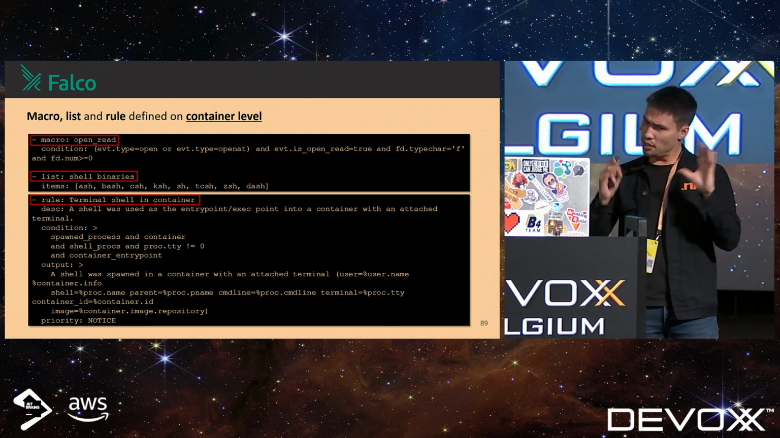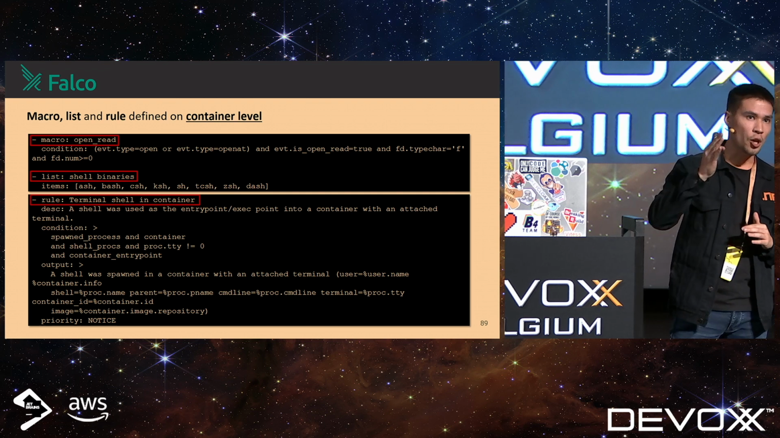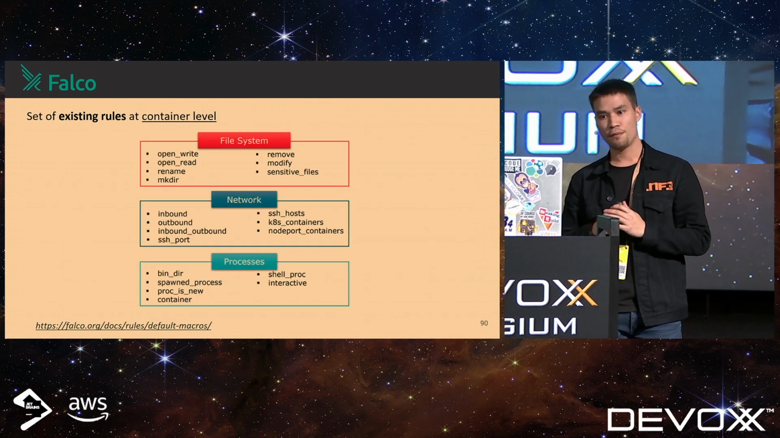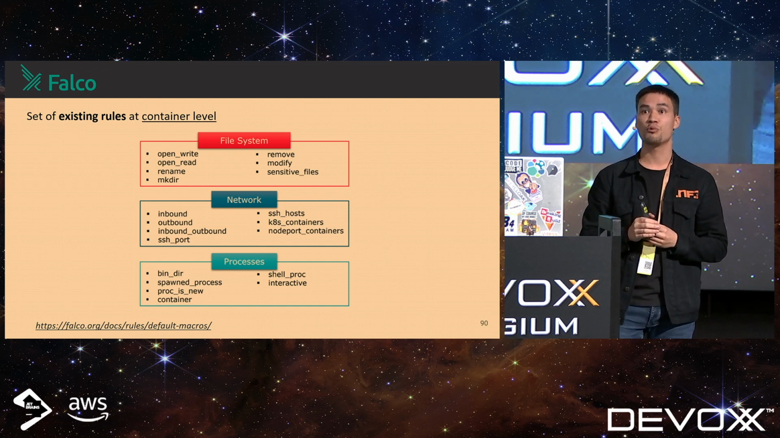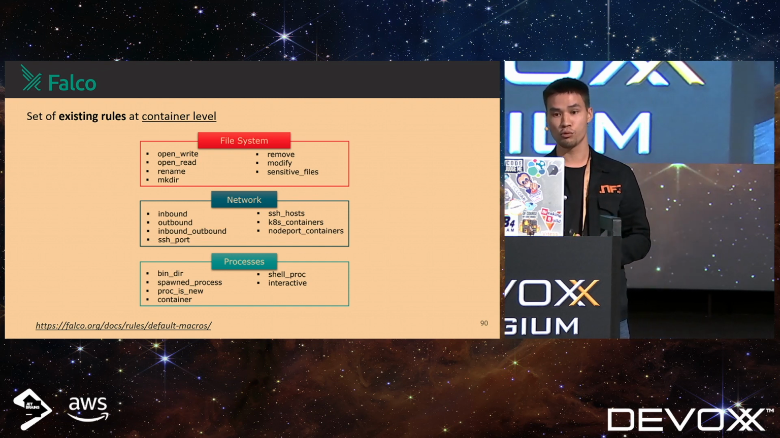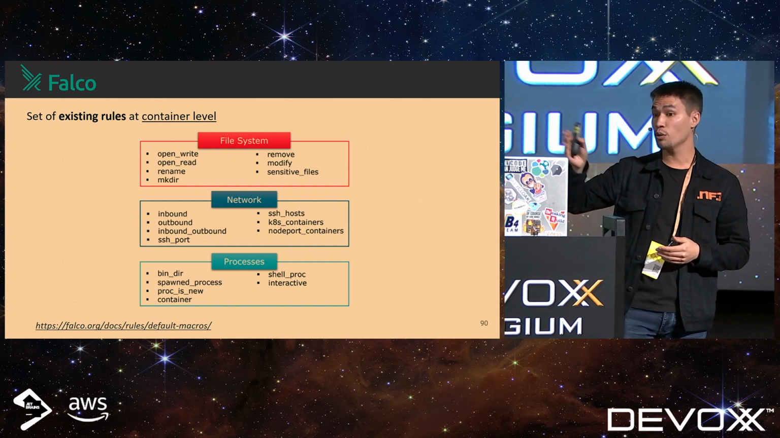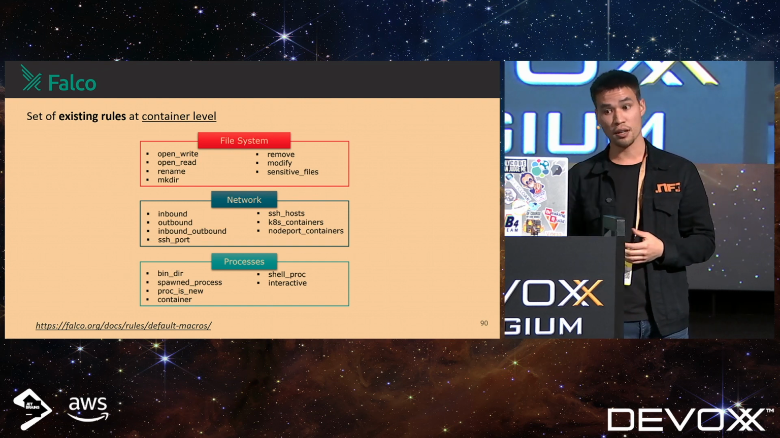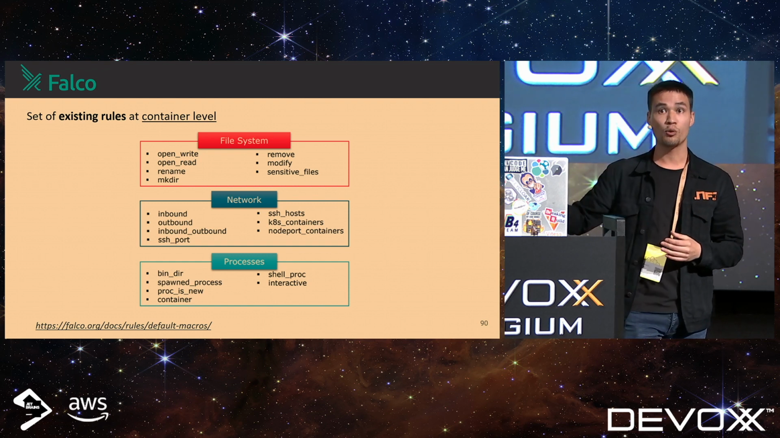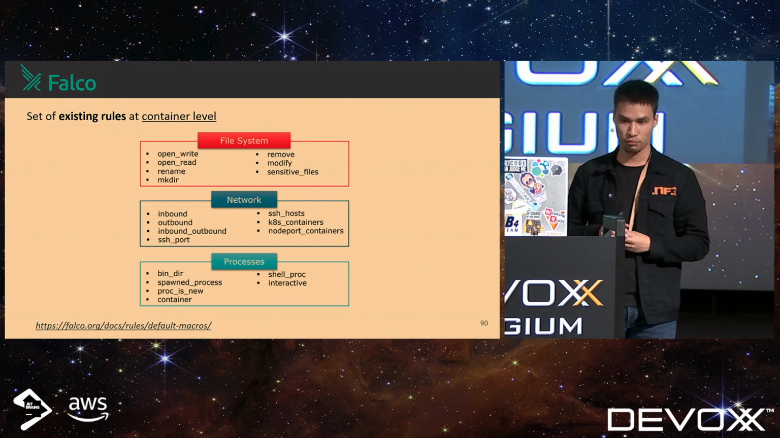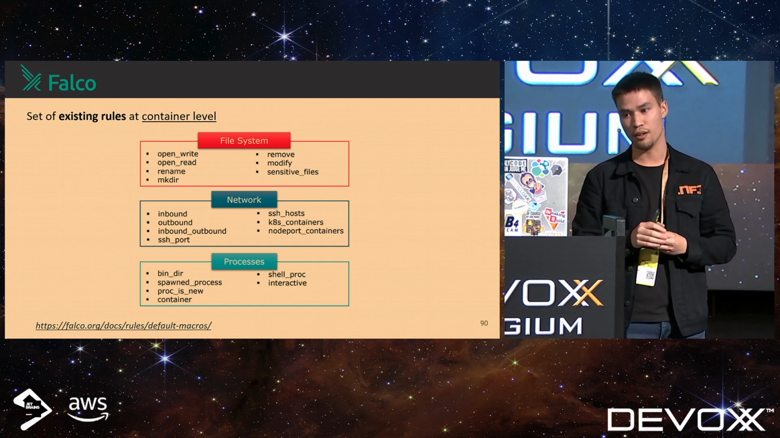It might be tricky to spend time understanding the events, trying to create your own rules. Fortunately, Falco comes with already predefined rules that we can use directly. Depending on which area you want to target, if you want to take a look at the file system, there are already rules that you can use. If you want to check the network, there are already existing rules as well.